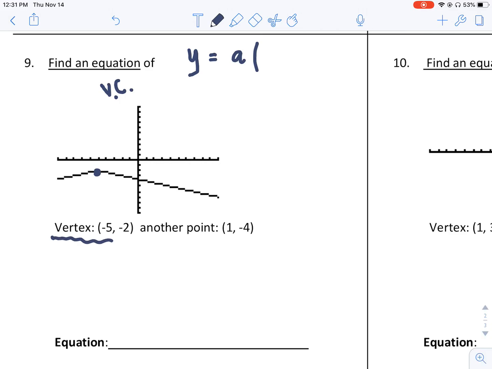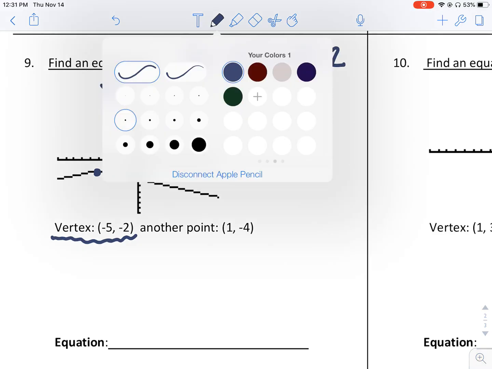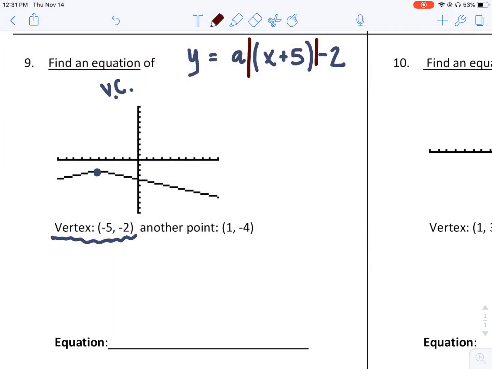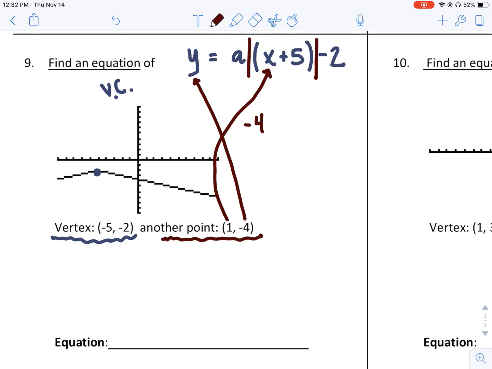This one has a vertex of (-5, -2), so that is going to go x plus 5, and then it is going to go -2 as far as down 2, and it is an absolute value, so there are going to be absolute value symbols there. Now in order to find this equation, you just have to substitute the other point in for x and y. So the -4 is going to go in for the y, and the 1 is going to go in for the x, and then I'm going to evaluate and solve for a. So I have -4 is equal to a times the absolute value of 1 plus 5.